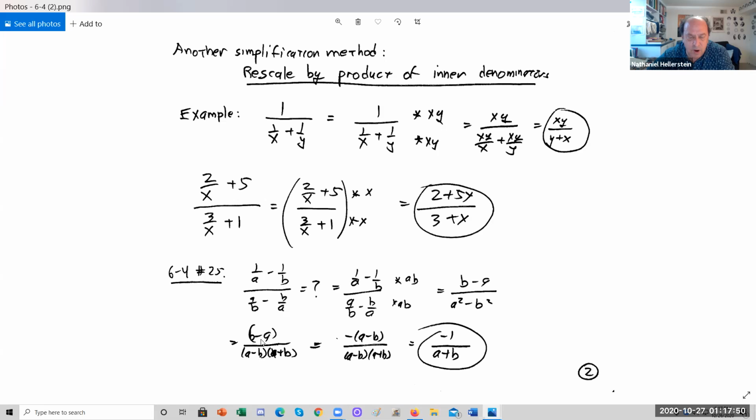These are in subtraction in opposite order, and they're opposite. B minus a is the opposite of a minus b. Now the a minus b's cancel, leaving -1 over a plus b.